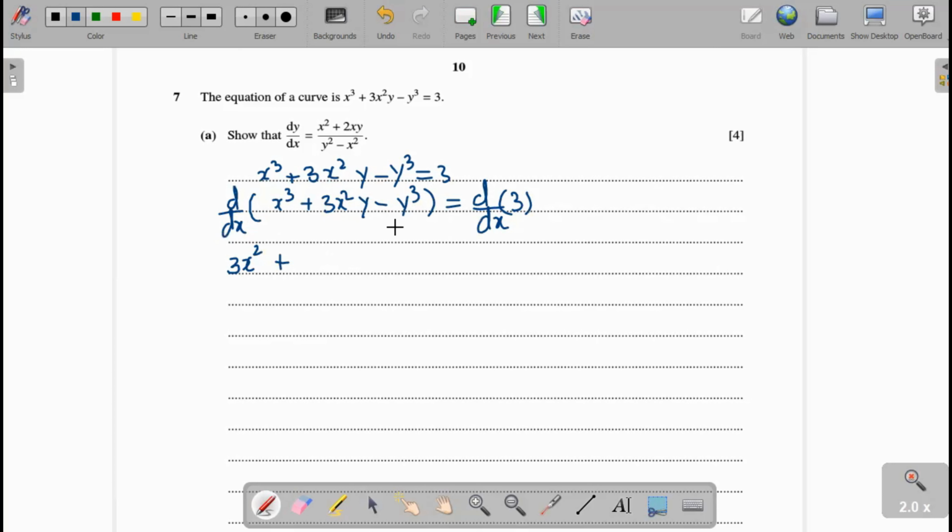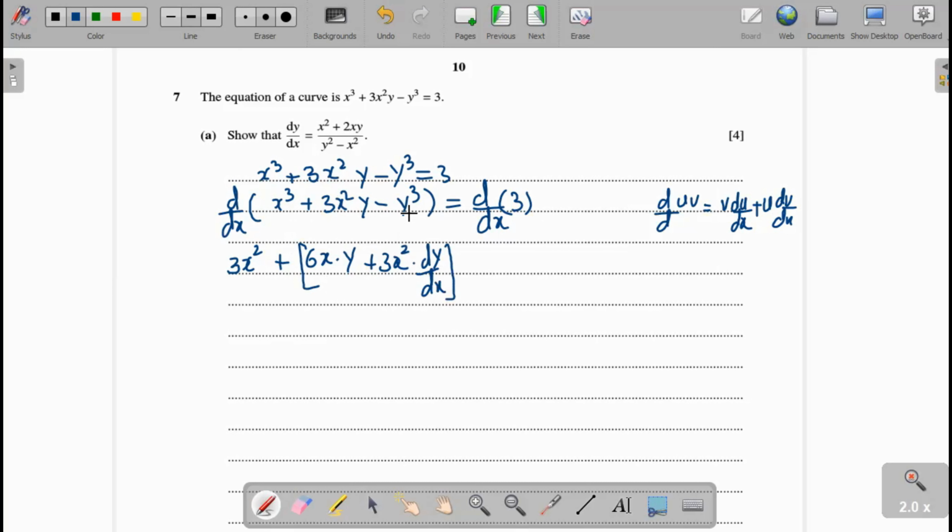Now we use the product formula. d/dx: we write the first function as it is, times the derivative of the second, plus the second as it is, times the derivative of the first. So we take the derivative of the first function, which is 6x, and y as it is, plus 3x squared as it is, and the derivative of y, which is dy/dx, because y is a variable.